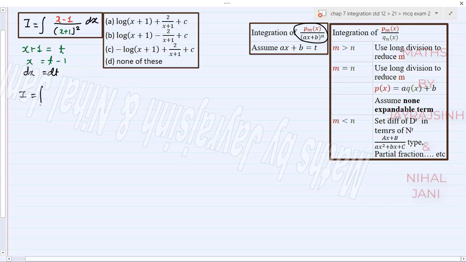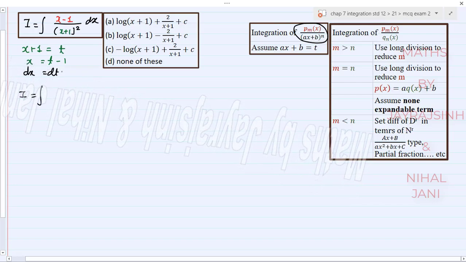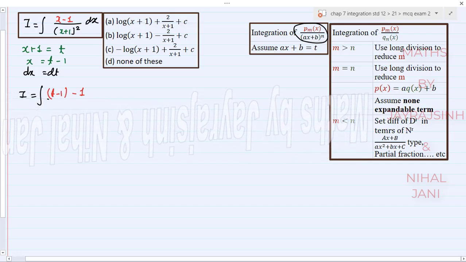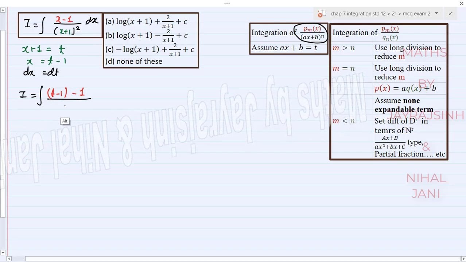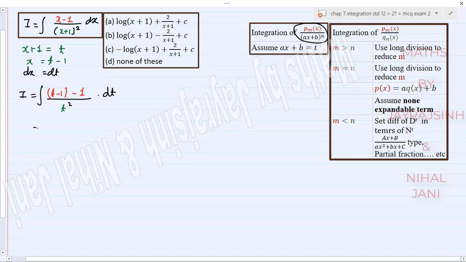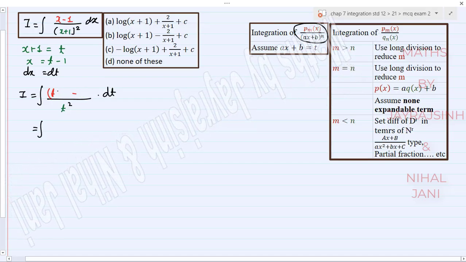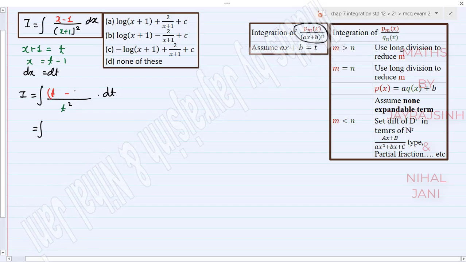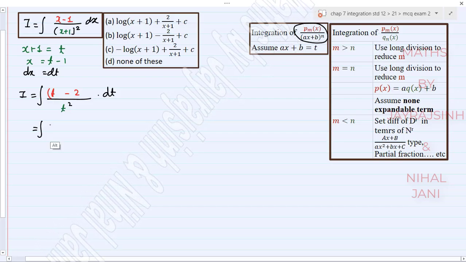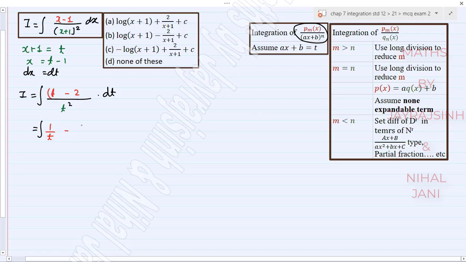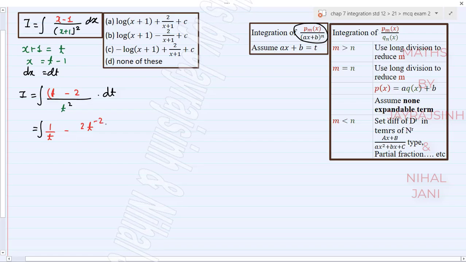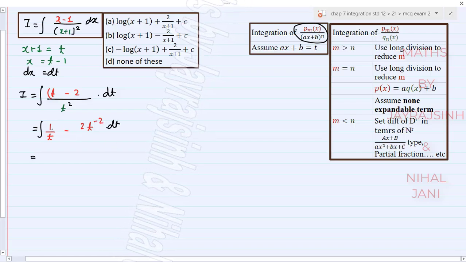So we can modify our integration as, instead of this x, we have to substitute t minus 1, minus 1 upon x plus 1 the whole square will become t square, and dx will become dt. So here this minus 1 will become your minus 2, and if we give individual denominator, in first term we will get 1 upon t, and in second term we will get 2 upon t square, or we can say t raised to minus 2. So we are ready to integrate.